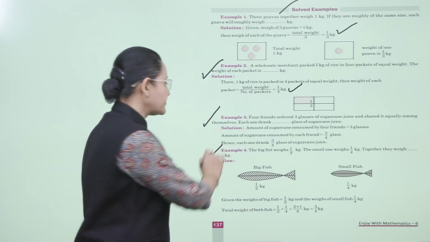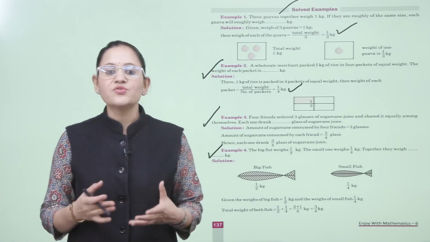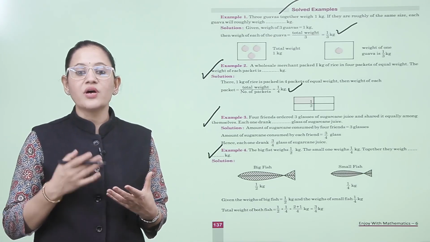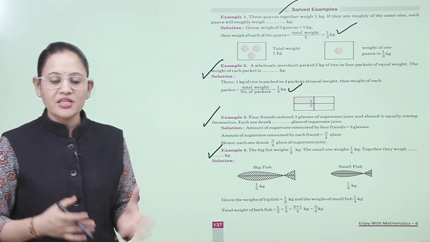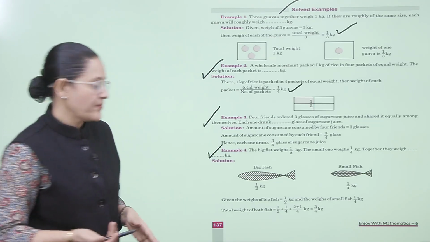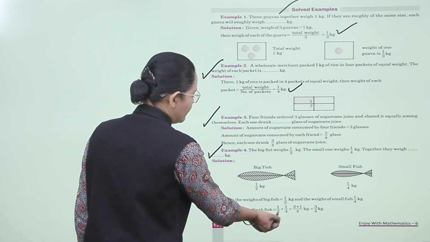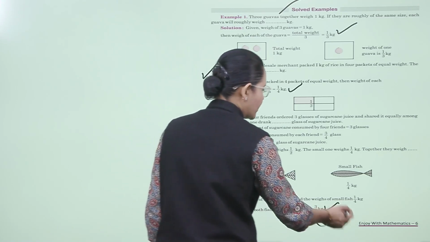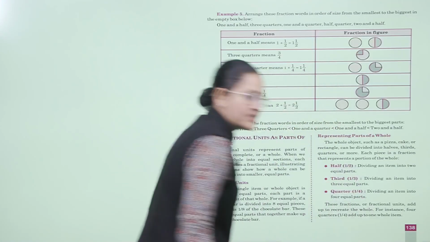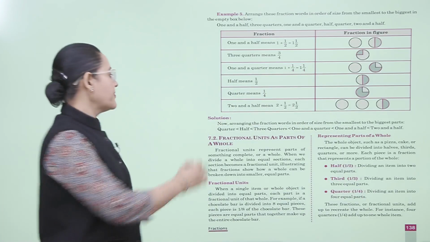Example 4. The big fish weighs 1 by 2 kg and the small one weighs 1 by 4 kg. Together they weigh, so we'll add them together: 1 by 2 plus 1 by 4. Here we'll take the LCM, 4. So 2 plus 1, 3 by 4 kg. Total weight is 3 by 4 kg. Next, example 5.